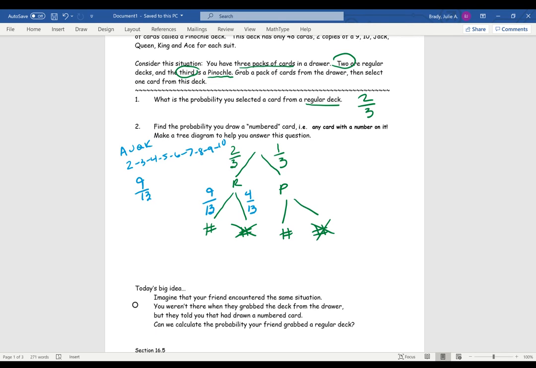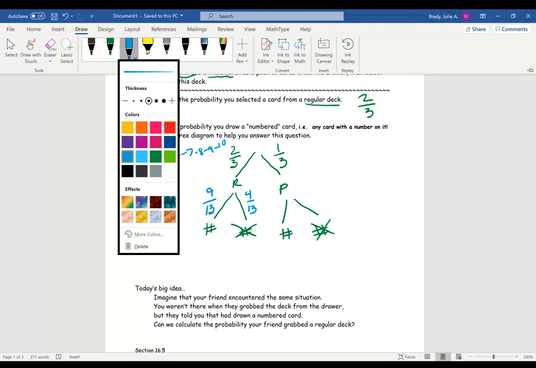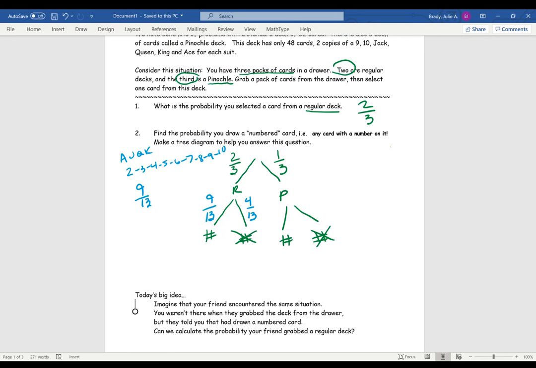Okay, let's do the same thing with the Pinochle deck. We'll grab a different color. Let's do orange. So either you looked at the picture or you're looking at the words. With each suit, there's a 9 and a 10, and they have doubles of those. So with each suit, there are 4 cards out of 12, which is 1/3.